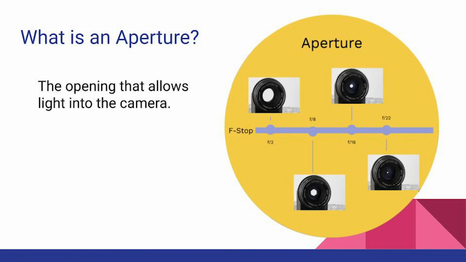What is an aperture? The opening that allows light into the camera. An aperture is located inside of the camera lens. It is the opening that allows light to pass into the body of the camera. The aperture is controlled by the camera and is able to get larger and smaller, which in turn lets in more or less light. It controls the amount of light let in.